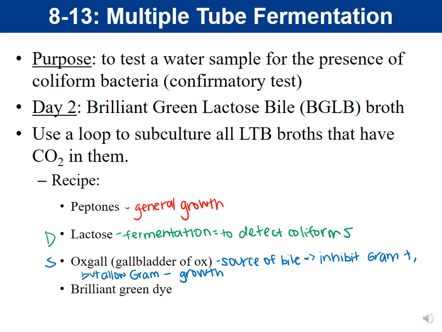And then lastly, we have our last ingredient, which is our brilliant green dye. The brilliant green dye is also there to inhibit gram-positive, but allow gram-negative, because again, we're looking for coliforms. So we would also call the brilliant green dye selective. That ingredient is selective. It's selecting for gram-negative growth.